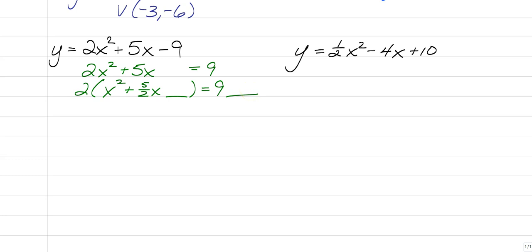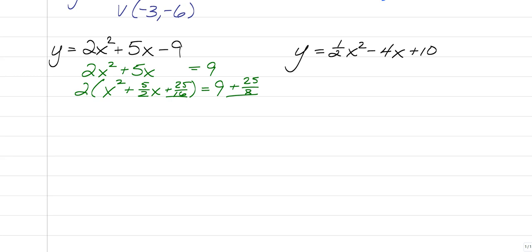So what is half of 5 halves? 5 fourths. What's 5 fourths squared? 25 sixteenths. Now I know how to do that. If you are a little bit unsure of what to do, then use your graphing calculator. I promise you that if you take 5 halves and type it in your calculator, it will give you 2.5. And once you square it and change that back to a fraction, it's going to give you 25 sixteenths. And also, we need to multiply 25 sixteenths by 2 before we add it to the other side. So 2 times 25 sixteenths is 50 sixteenths, which is actually going to reduce to 25 eighths. So we have to add 25 eighths to the other side.